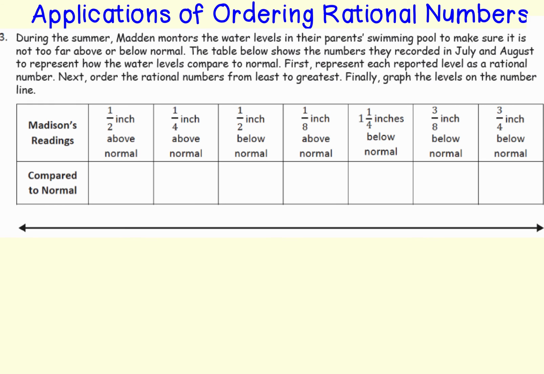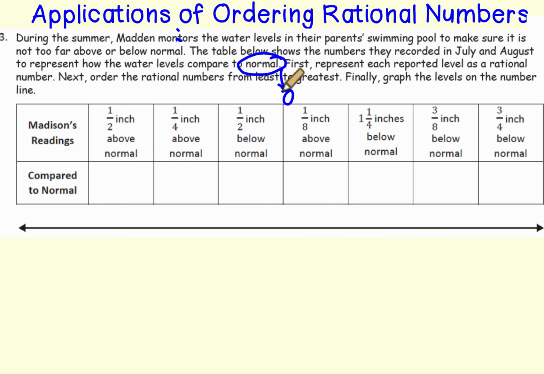Okay, so during the summer, Matt and Mom monitor the water levels in their parents' swimming pool to make sure it is not too far above or below normal. The table below shows the numbers they recorded in July and August to represent how the water levels compare to normal. So normal is what our 0 is, because it's the neutral number. It's not above, it's not below. So normal is going to be represented by the number 0.